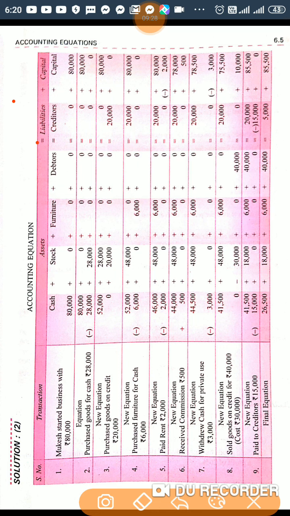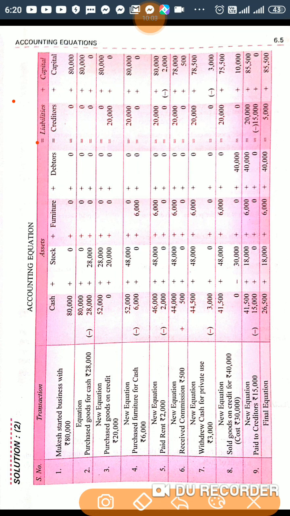Furniture remains 0 plus 0, debtors plus 0 equal creditors 0 plus capital 80,000. If you add it, 52,000 plus 28,000, 80,000. Asset side total is 80,000, and the liability plus capital side 0 plus 80,000, 80,000, means the equation is balanced. Now third transaction, purchased goods on credit. So two accounts are involved, stock is increasing, and at the same time creditor is increasing.